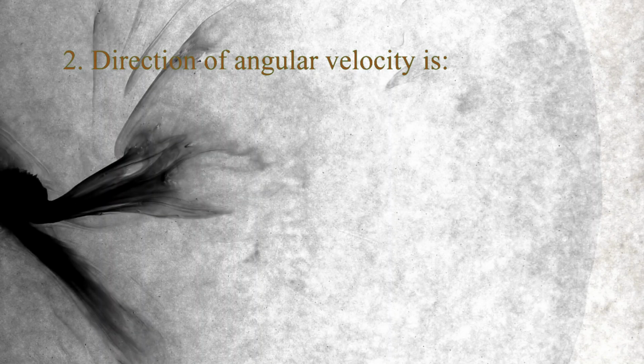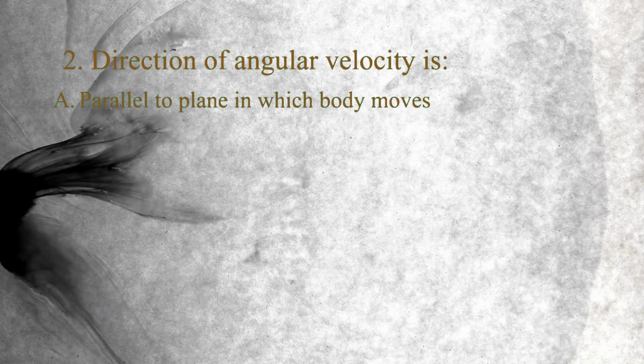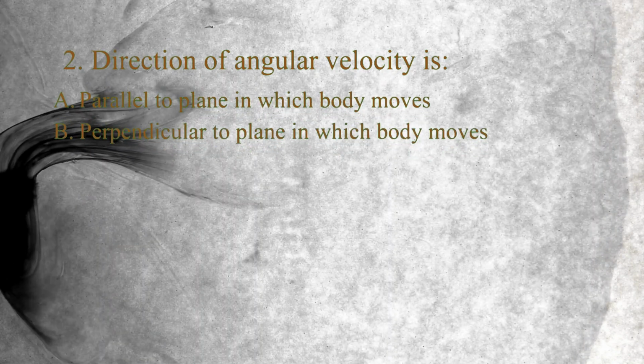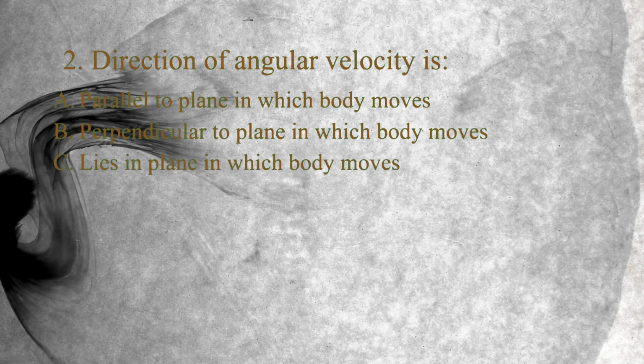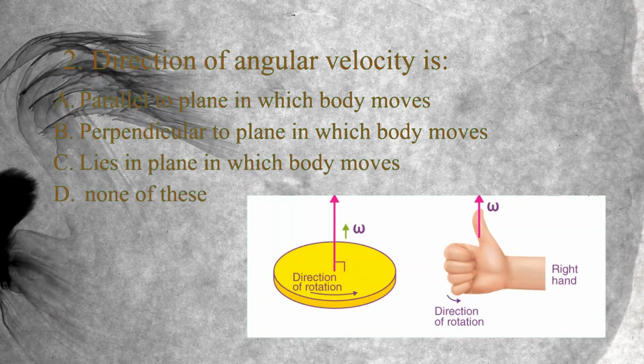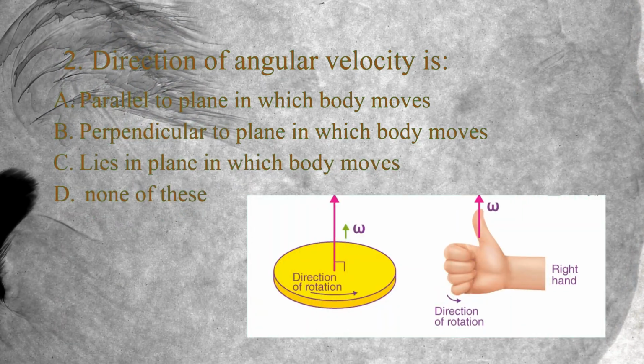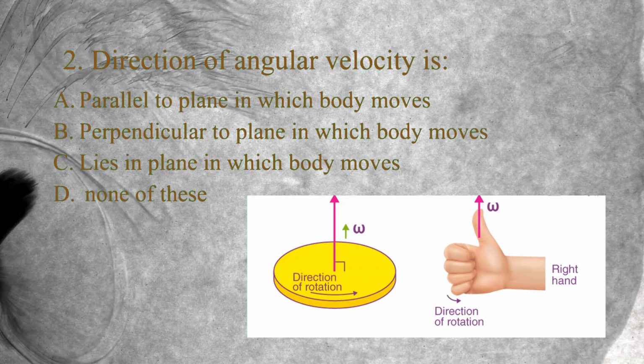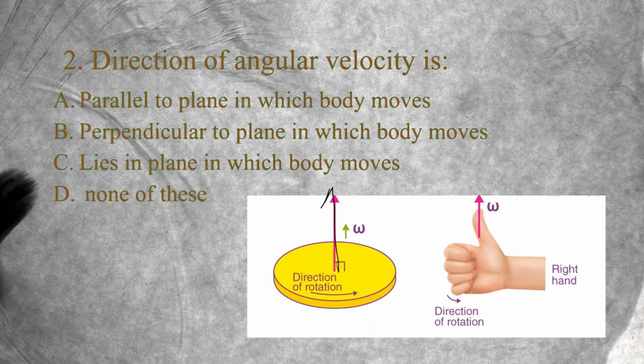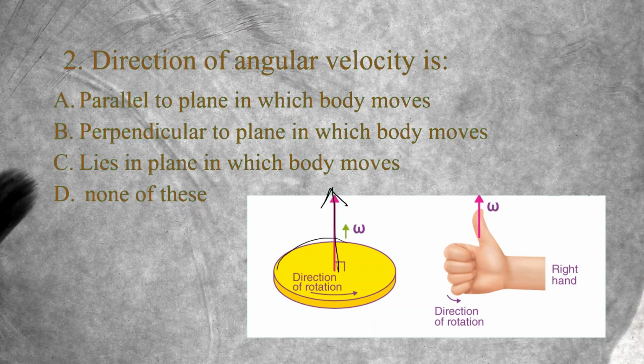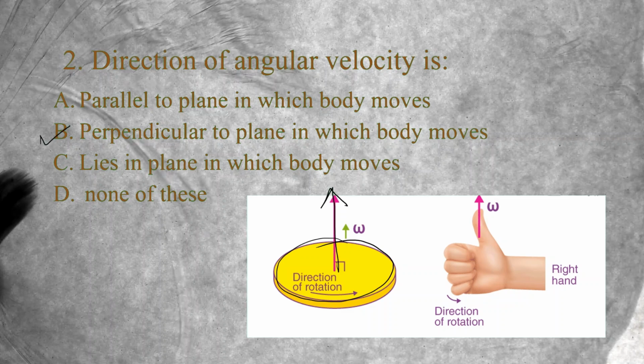Direction of angular velocity is parallel to the plane, perpendicular to the plane in which the body moves, lies in the plane, none of these. So according to the concept of angular velocity, students, we know that the direction of angular velocity is always perpendicular to the plane. So the correct option is B.